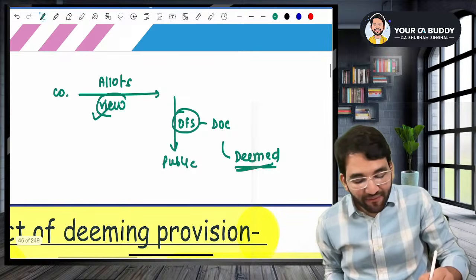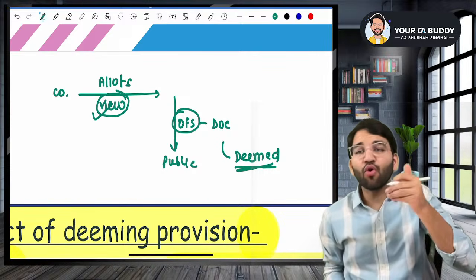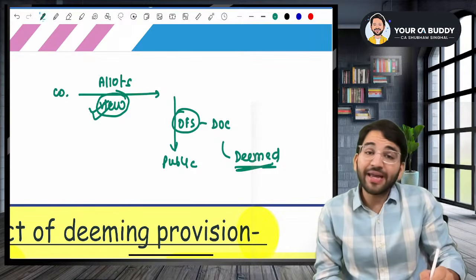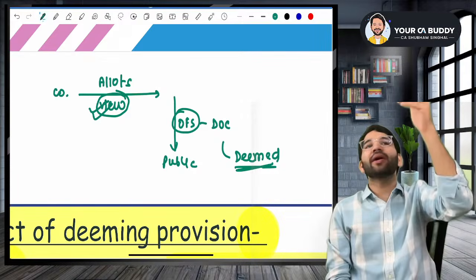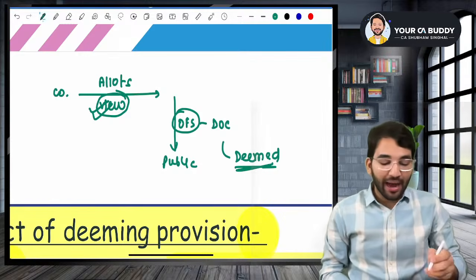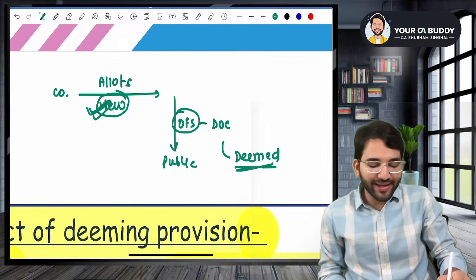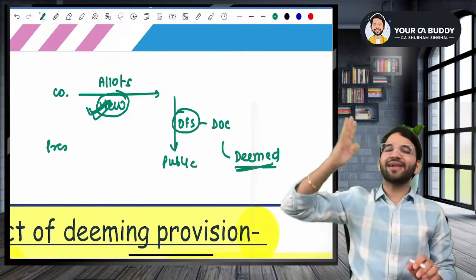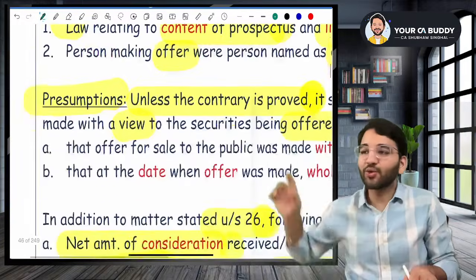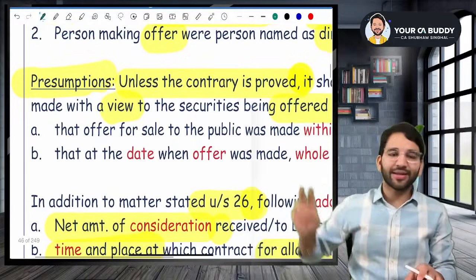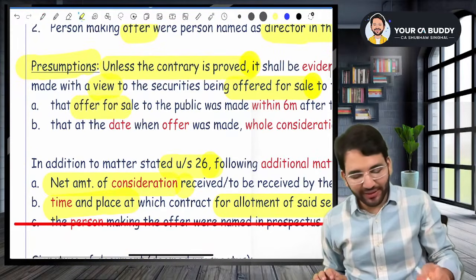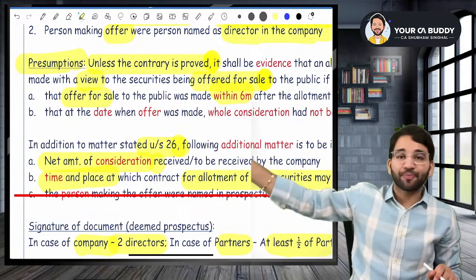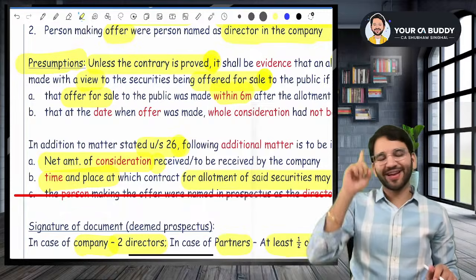Now, sir, there is a point: with a view to offer for sale such shares to public. The company has to be of a view that it is going to be offered for sale to public. Then how do you prove that view, sir? So law takes two presumptions. Law says in two scenarios, we are going to presume that the intent was to make offer for sale. Sir, what are those two scenarios? Number one, the offer for sale is made within 6 months from allotment. As soon as the company made allotment, the OFS was made within 6 months. That is clue number one.